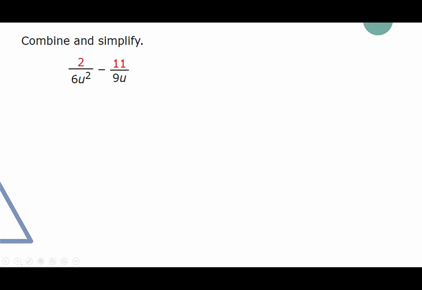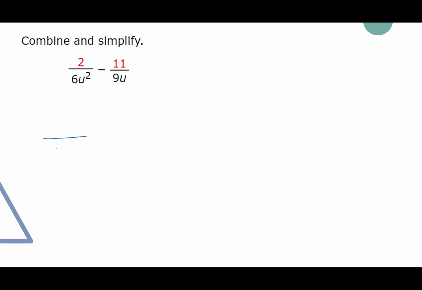Okay, next we have the fraction 2 over 6u squared minus 11 over 9u. This is the first time we have to find common denominators, and we talked about this in class, or hopefully you've seen a few videos. A common denominator is the same as finding a least common multiple. In just a few minutes I'll show you an example of how we can find the LCM by finding the prime factors. But for now, we could look at this example and work it out in our head.